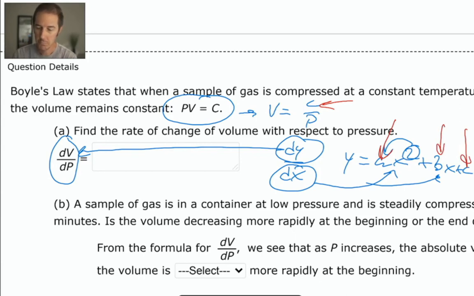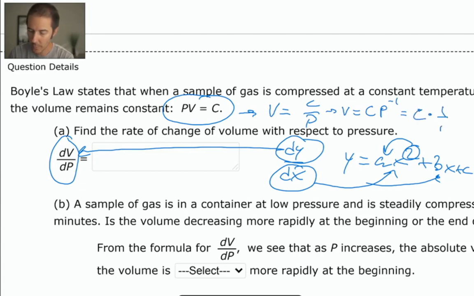Therefore, maybe it would be helpful for you to write this equation as V equals C times P to the negative first power, or C times 1 over P, whatever is going to make it easiest for you to take the derivative. If it were me, I think I would go this route. All right. Take the exponent, multiply it by the coefficient, and decrease the exponent by 1.